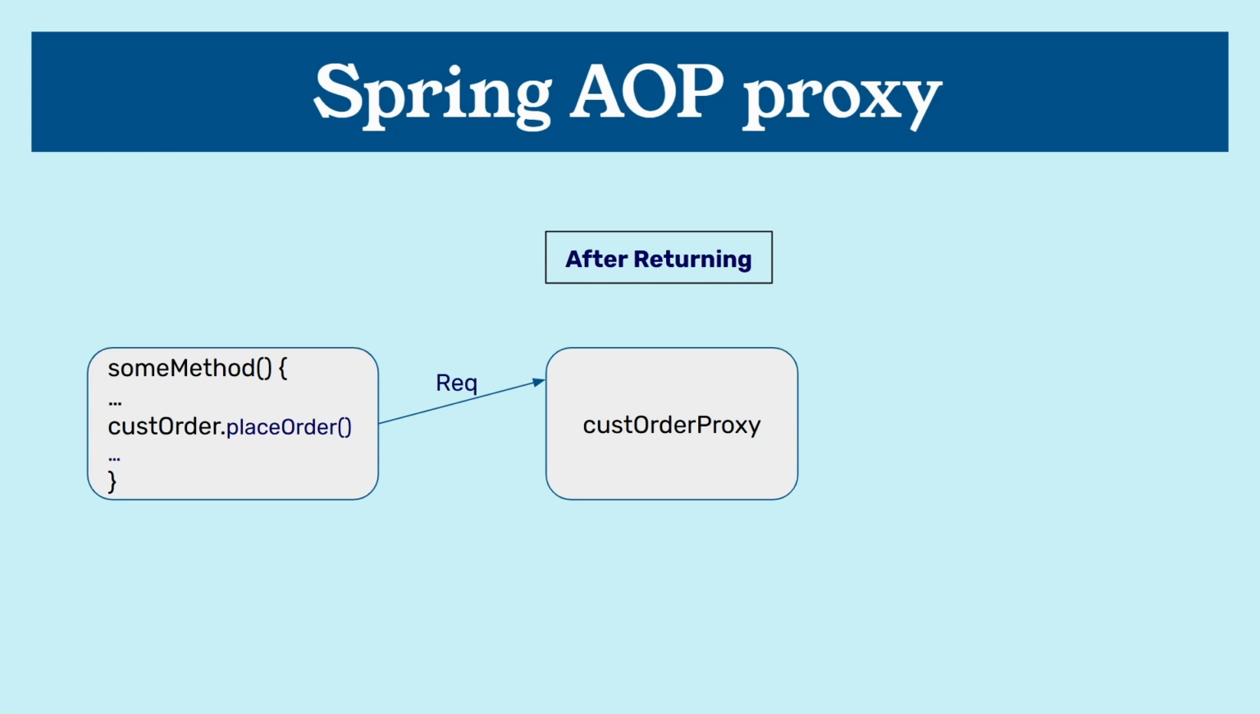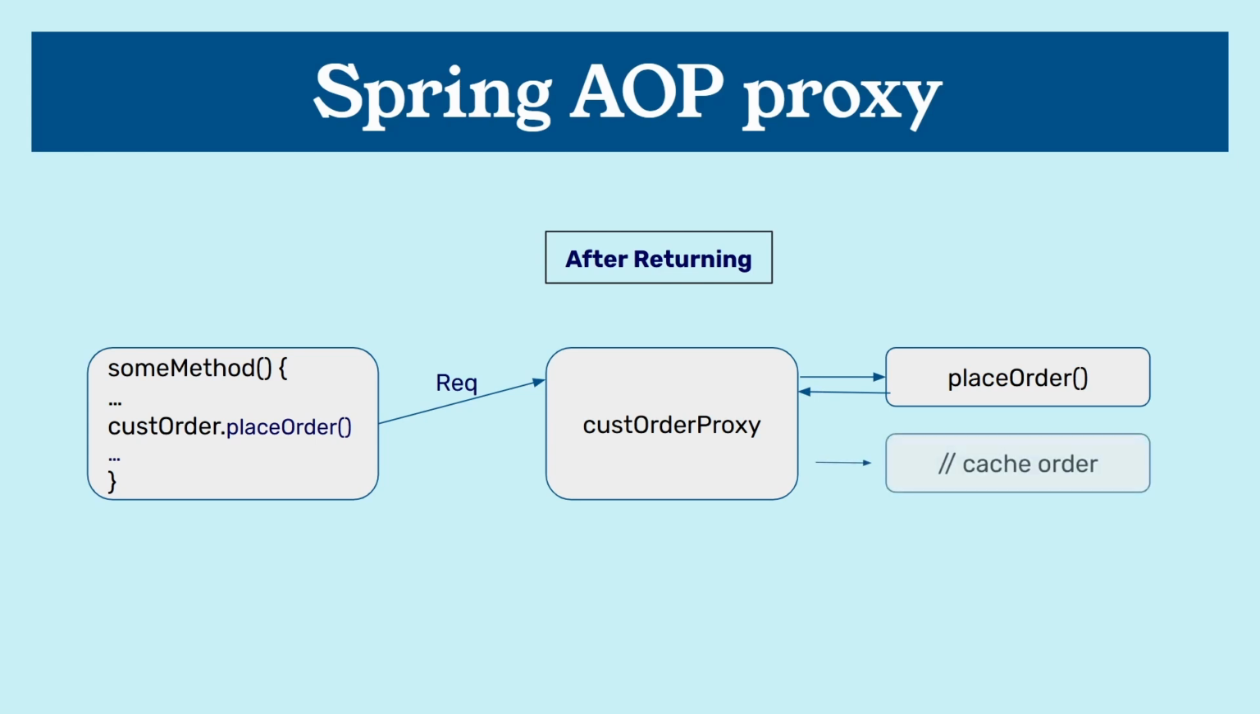In our case, first the business logic gets executed. So the place order method is called. Once this is completed successfully, the cache order method, or the advice, will be called by the customer order proxy. And once this is completed, the response is returned back to the calling method.